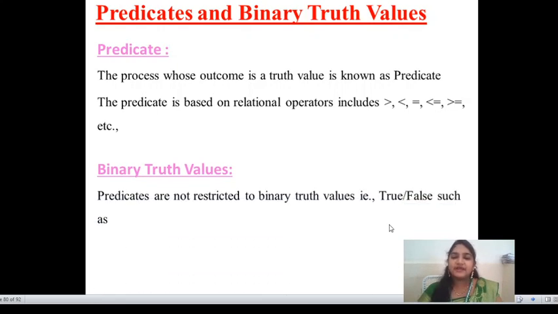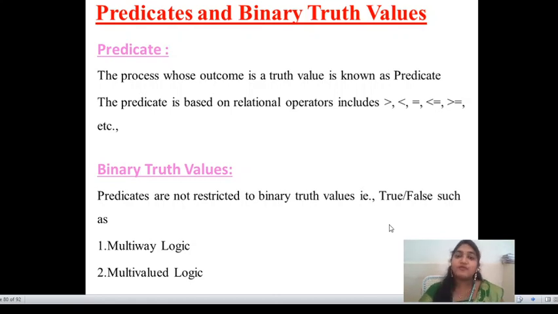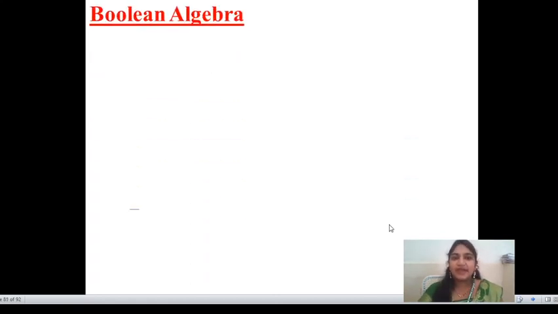Next, what are binary truth values? I already told you that it is true or false. If the action is performed, true. If the action is not performed, false. So it has an immaterial way, where no operation will be performed. And it has some variants of true or false, such as multi-way logic and multi-valued logic. Multi-way means defining multiple ways for the action to be performed. Multi-valued means the value will be defined in a number of ways. So that is multi-way and multi-valued.